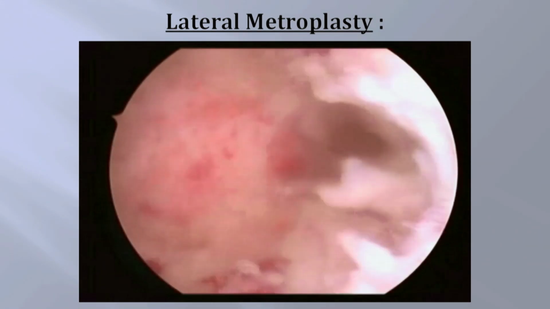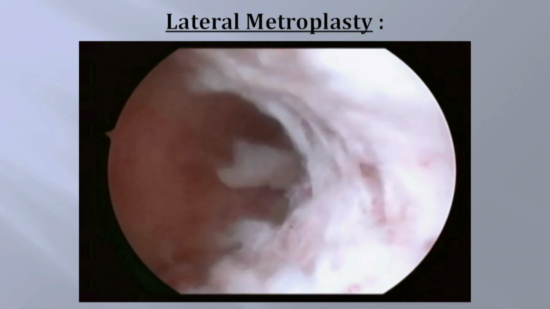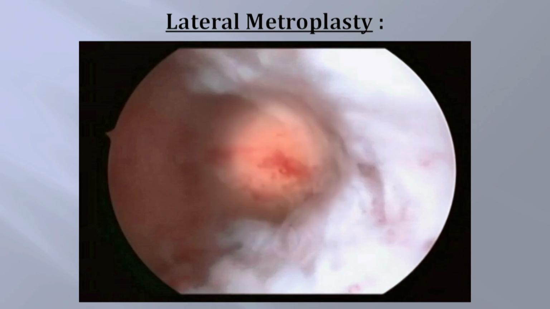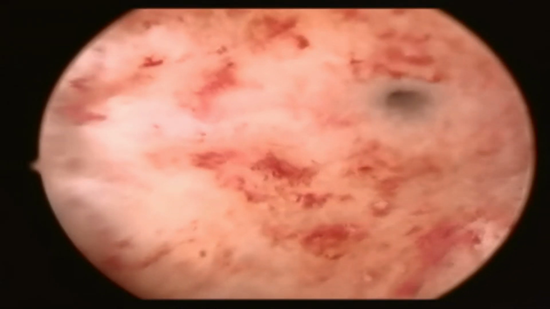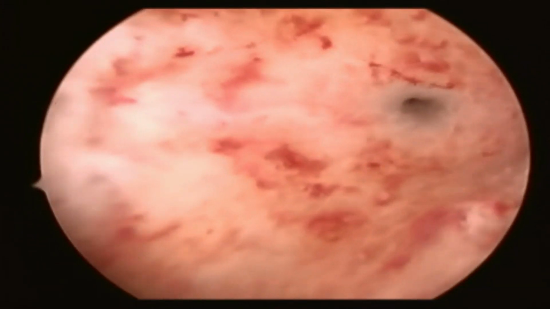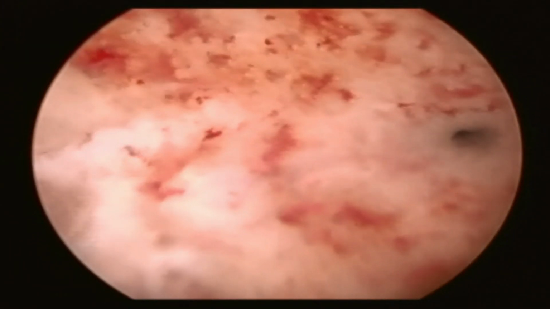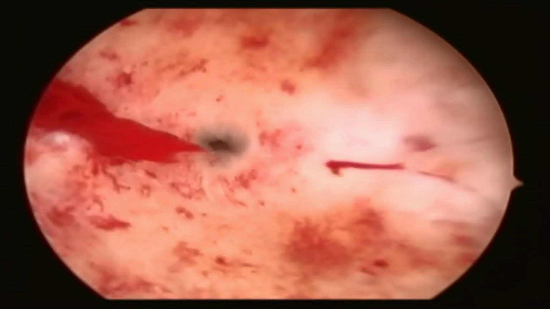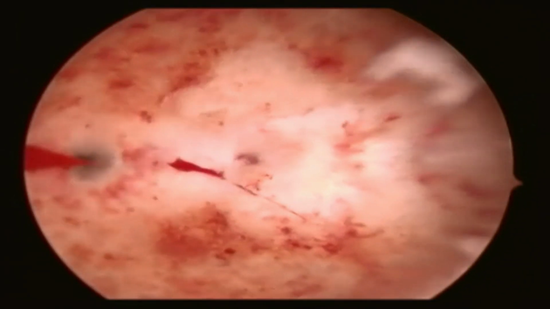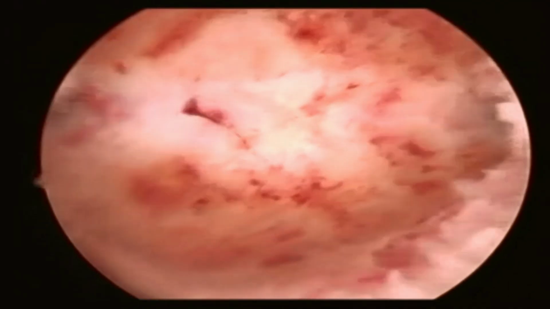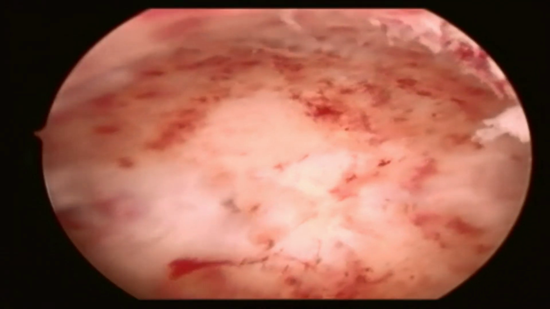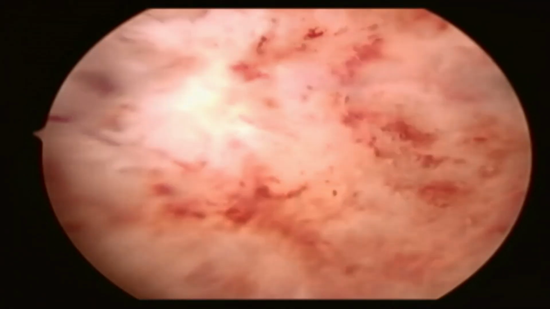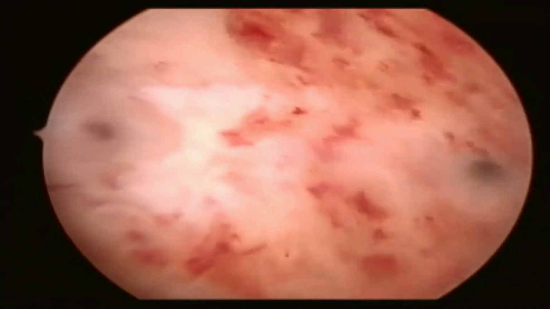The same procedure is performed on the other side, and you can see that now the internal os is easily visualized from the ostia, and the ostia are easily visualized from the internal os. This is the relook hysteroscopy of the same patient who has undergone lateral metroplasty. Now you can appreciate the cavity and the correction of the anatomy which is done with lateral metroplasty. Here you can very nicely see both the ostia. The roomy cavity is there. There is no lateral indentation or lateral convergent walls.